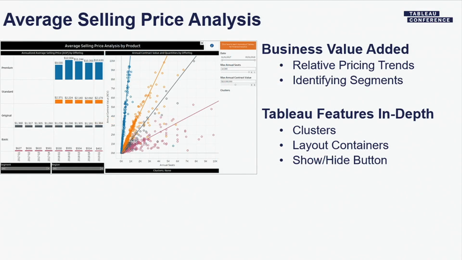So again, in this dashboard, just what we sampled, you can analyze relative pricing trends across product categories. And if you don't have defined customer segments, or even if you think you have defined customer segments, clustering analysis can help you see if there's something else beneath your data set that you don't know about. So beyond clustering, we showed 2 other tricks with the layout containers and the ShowHide button to pull data in when you need it and hide it when you don't need it.